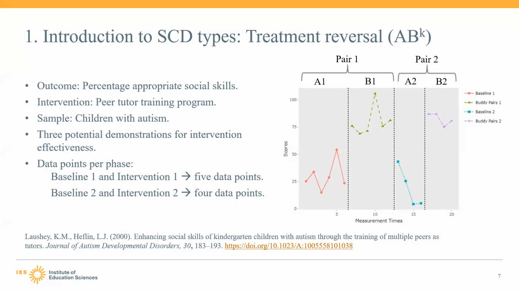In addition, there need to be at least 5 observations within each condition to meet the What Works Clearinghouse standards without reservations, assuming that all other design requirements are met. Now, the pair 1 conditions do have 5 observations. However, the pair 2 conditions only have 4 observations. Therefore, this would be rated as meeting the What Works Clearinghouse design standards with reservations.